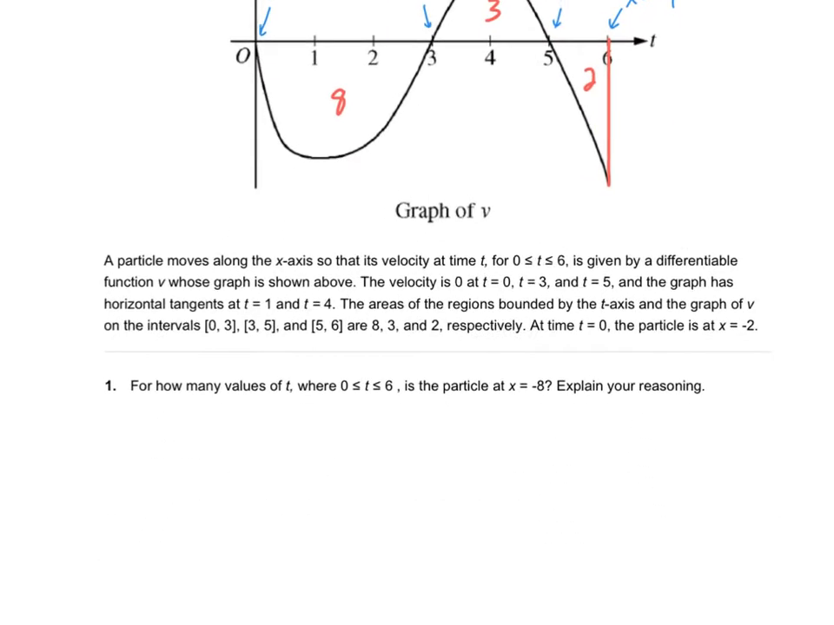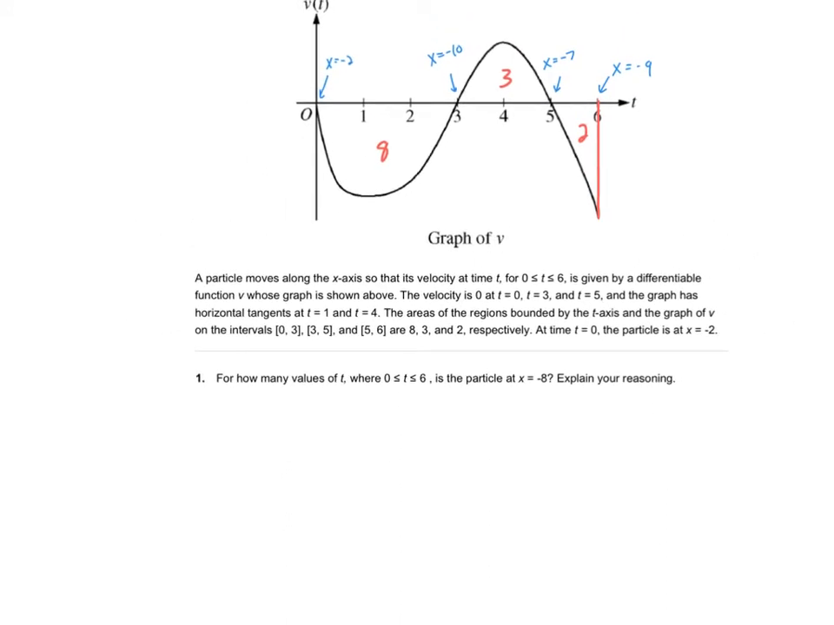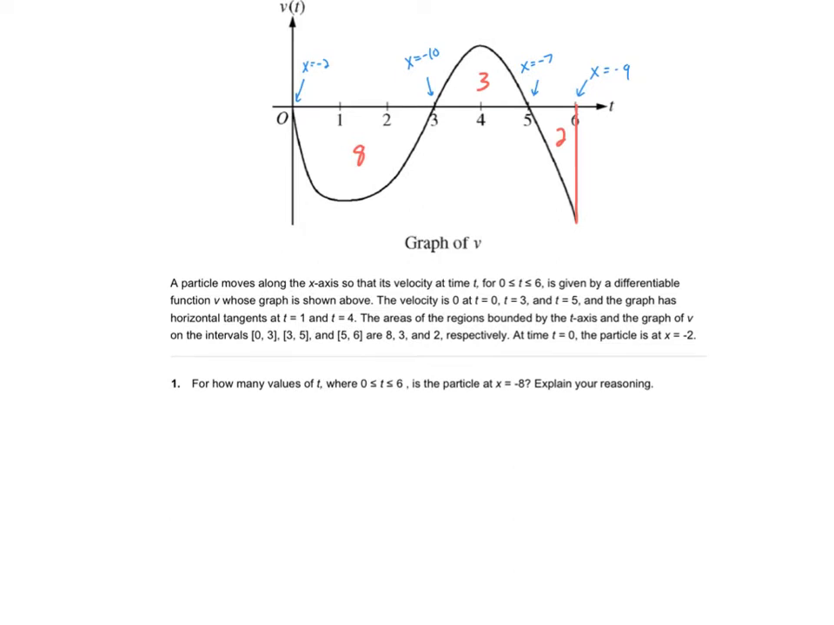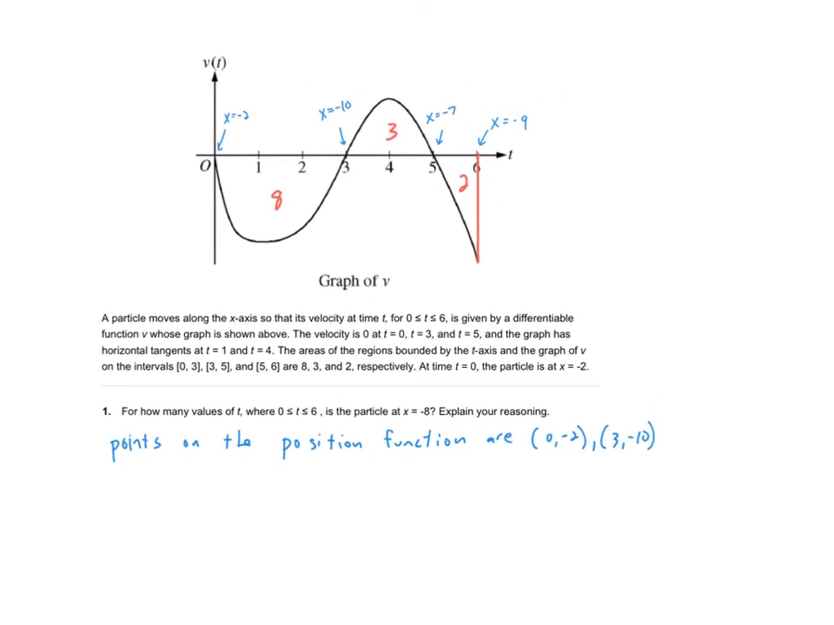Okay, so we can say the points on the position function are, I'm going to just list these points: 0, negative 2; 3, negative 10; 5, negative 7; and 6, negative 9.